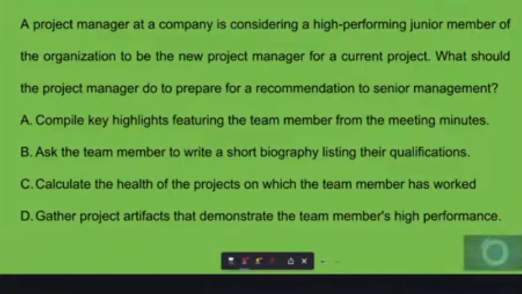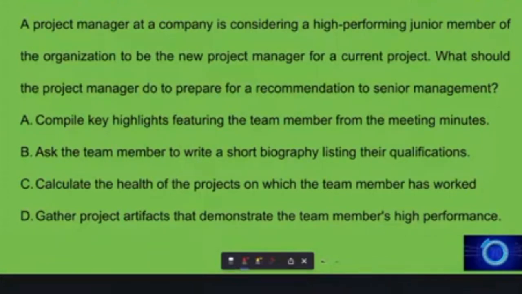What should the project manager do to prepare for a recommendation to senior management? A project manager at a company is considering a high performing junior member of the organization to be the new project manager for a current project. What should the project manager do to prepare for a recommendation to senior management?